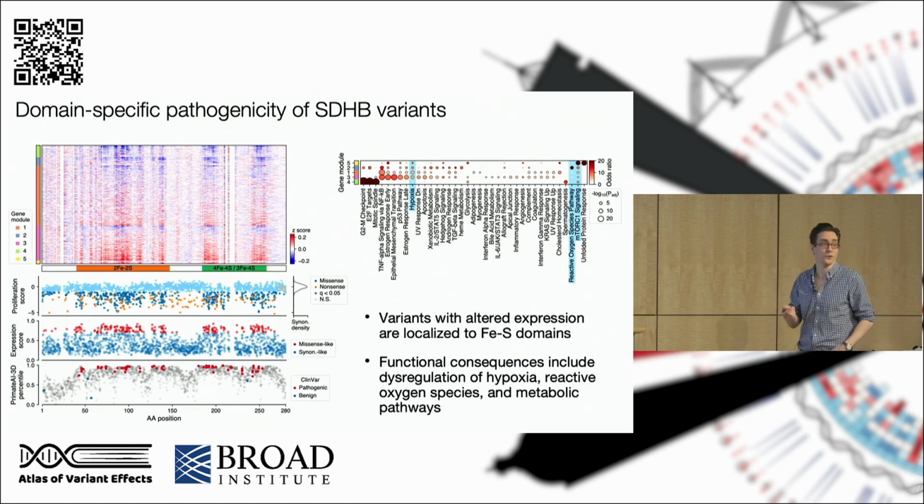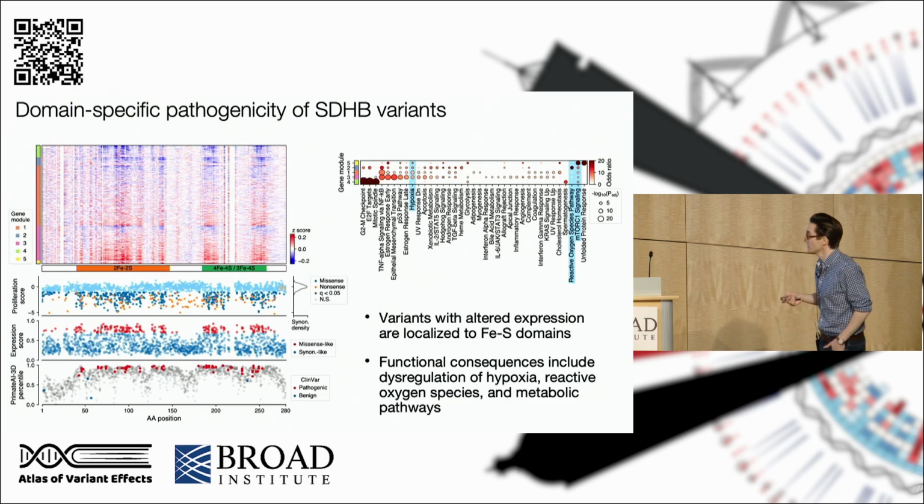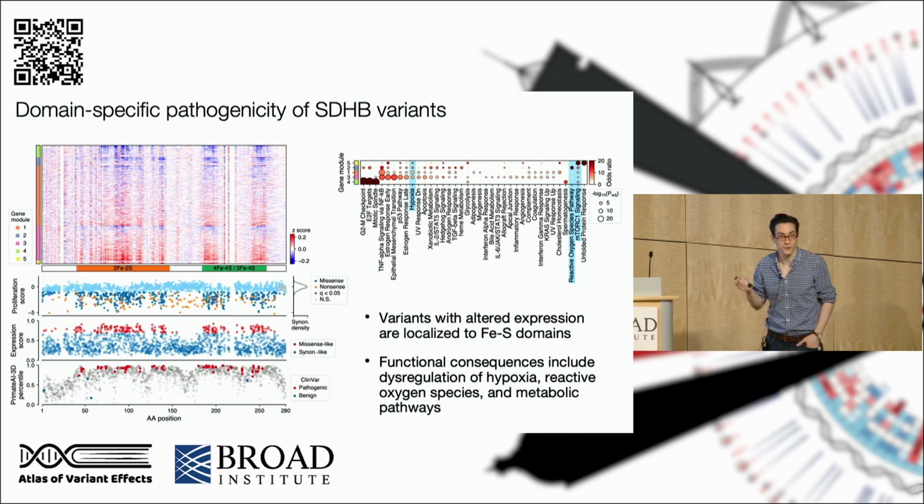And so there's a very nice concordance here between these three scores and the location of the ClinVar variants, notably enriched in the two domains that hold these iron-sulfur clusters that I mentioned. And overall, the effects on the transcriptome that we observe are consistent with the known function of the gene. So I've highlighted a couple of the pathways here, including hypoxia, reactive oxygen species, and metabolic pathways.